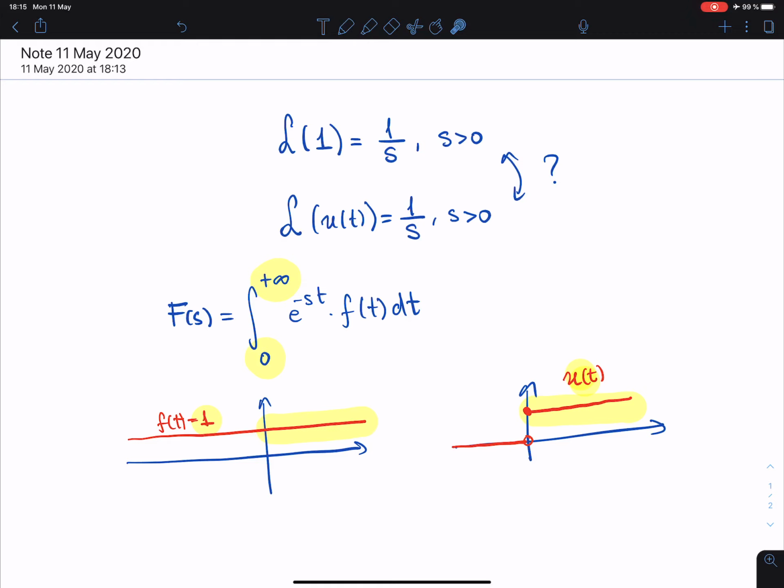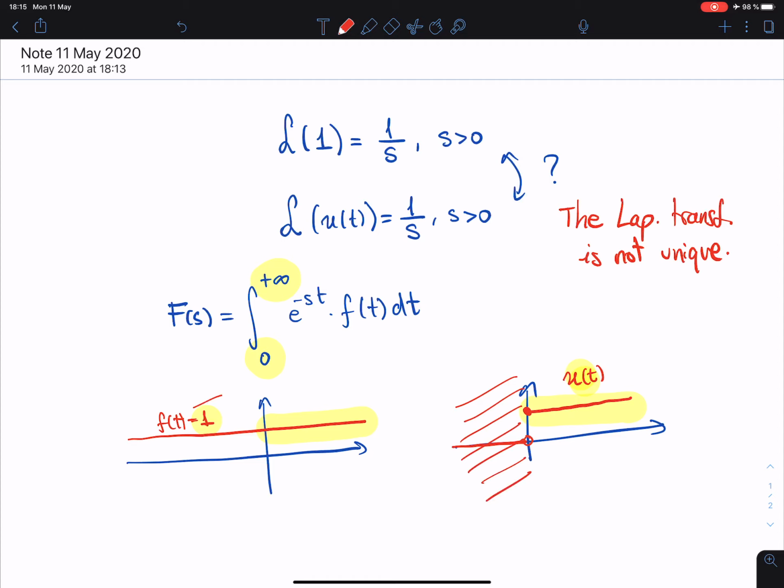So the Laplace transform is not unique. Functions that are different before time 0, but have the same behavior from 0 and afterwards, all of them will have the same Laplace transform. And that's very important to remember.